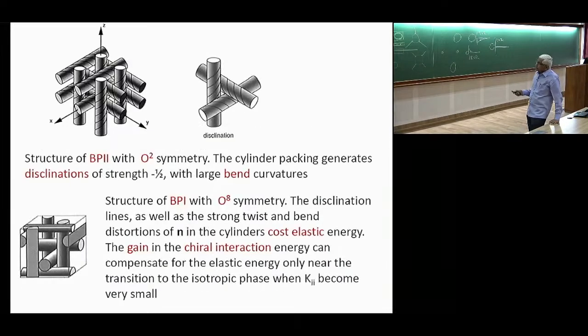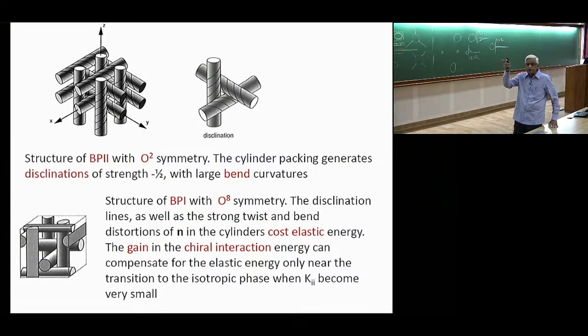Now, you see BP1 and BP2. The structure of BP2 has O2 symmetry, and BP1 has what is called O8 symmetry, but you can see that these double twist cylinders are arranged in specific fashions in these two. Both of them are cubic crystals. And in the junction of these two, you can easily see that the director has a disclination.